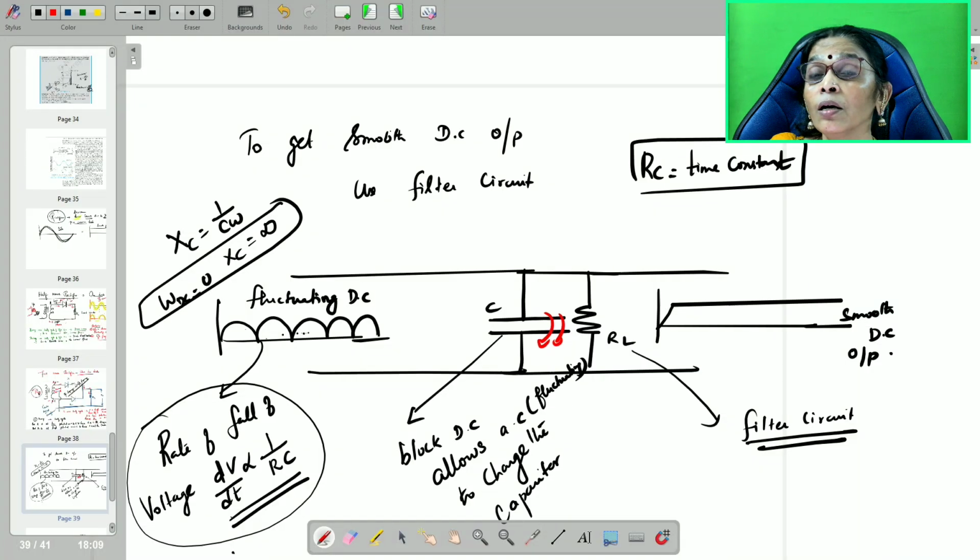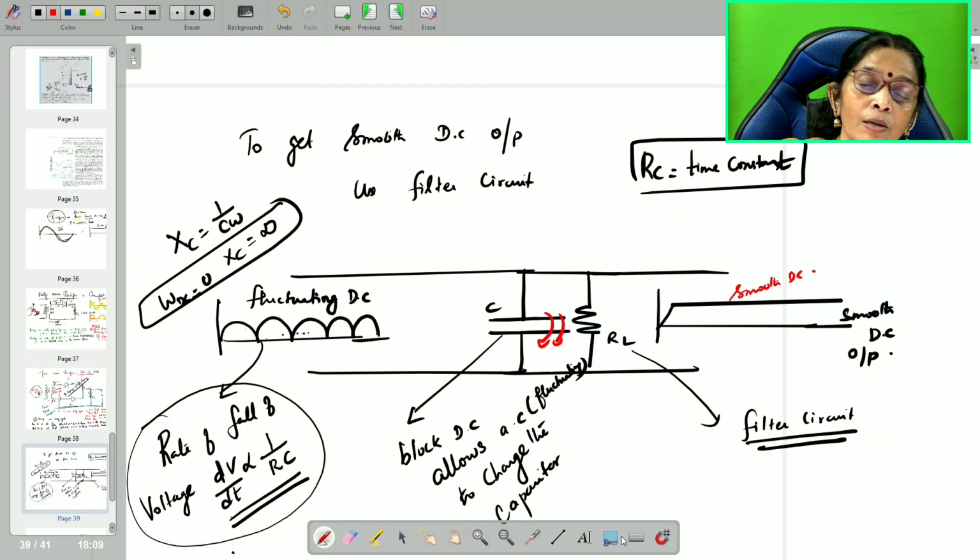But the DC is there, the non-fluctuating constant one. It has a mix of both. The non-fluctuating, constant one will be dropped across it. Therefore, you get a smooth DC output. Okay. So whenever you have a fluctuation, that will be taken for charging it. Once after charging it fully, what will happen? The DC does not pass. So whatever is not allowed will be dropped as the output.